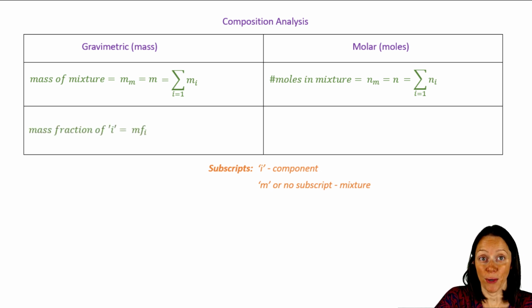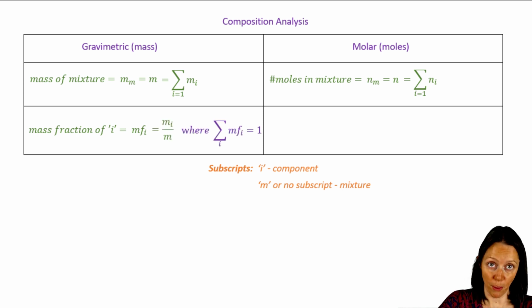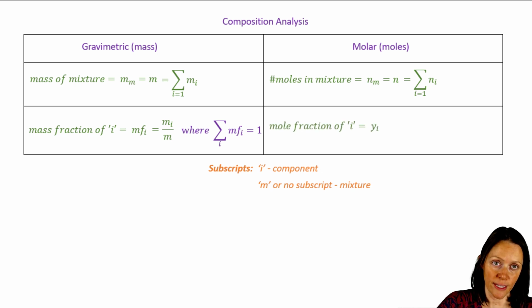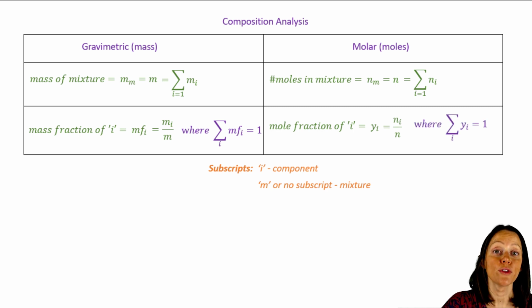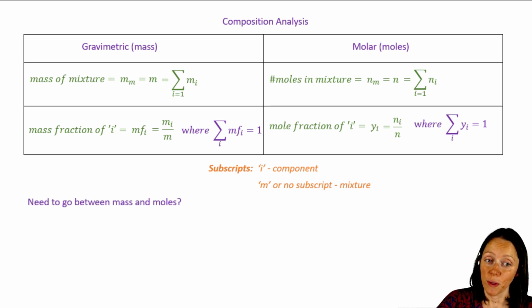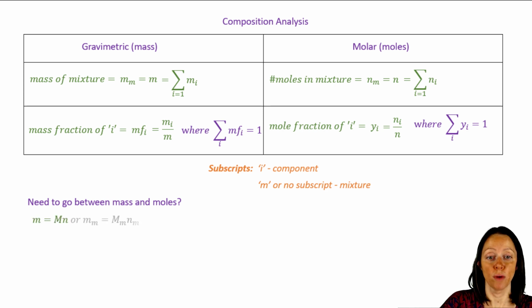Sometimes it's useful to talk about the ratios of each of those things. So the mass fraction, MF, is equal to the mass of the component over the mass of the mixture. And you can see the sum of the mass fractions of each individual component should be 1 in that mixture. You can also talk about the mole fraction, and since MF was already taken, we use y, and this is the number of moles of the component over the number of moles of the mixture. And you can see the sum of the mole fractions in your mixture should be equal to 1. There will be a need to go between masses and moles quite frequently, and so if you need to go between those things, the molar mass is your friend.